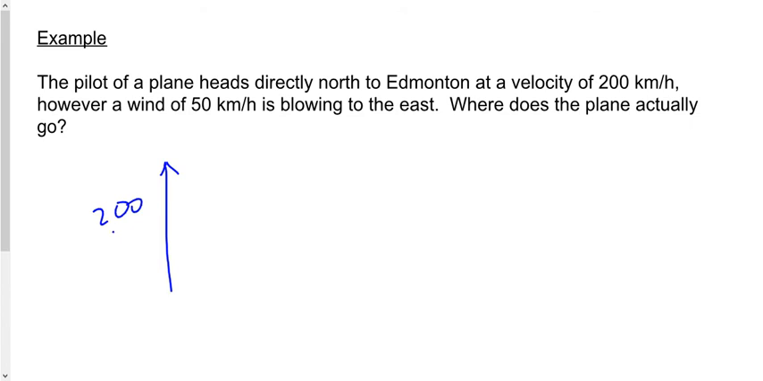We make that 200 kilometers per hour to the north. But there's a wind of 50 kilometers per hour to the east. That's a contributing vector as well, a solid line vector.